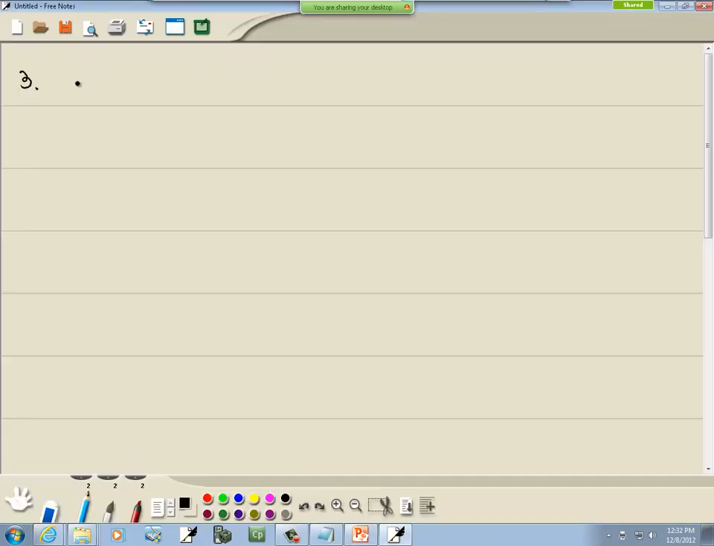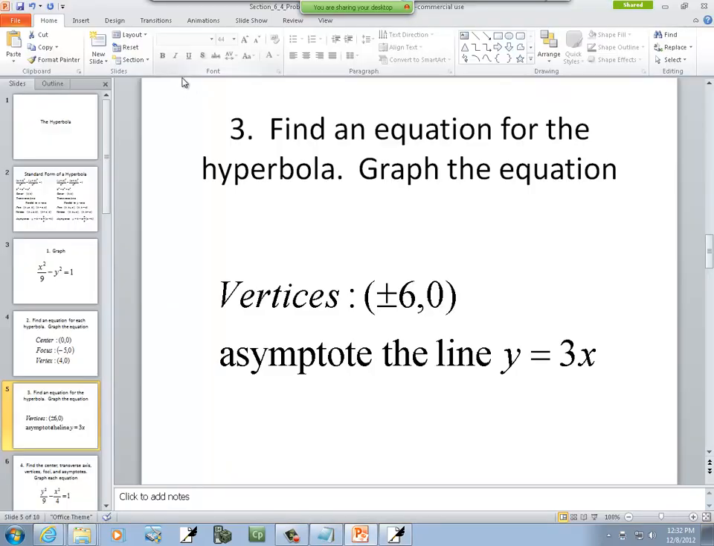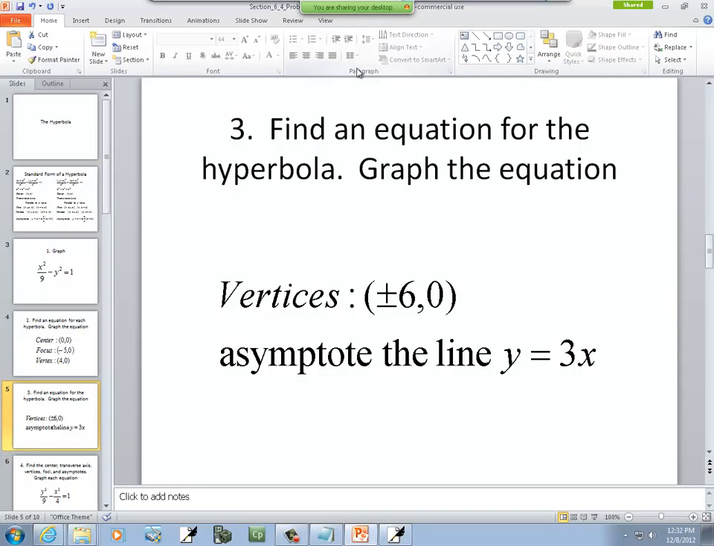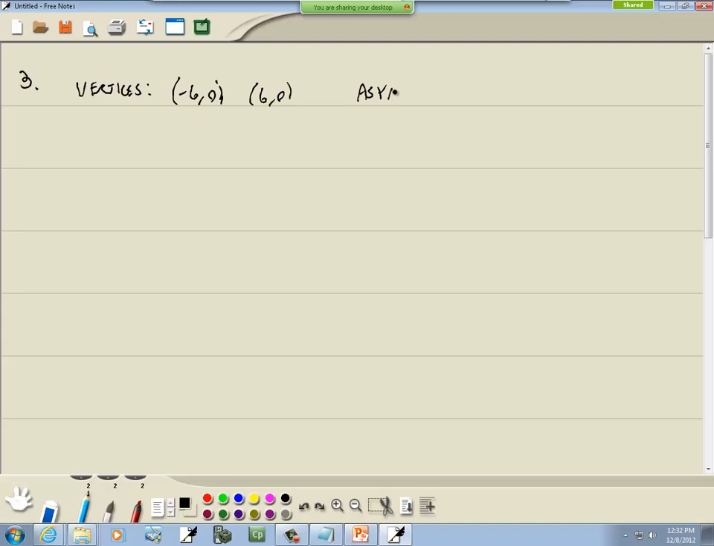Got vertices negative 6, 0 and 6, 0. And asymptote. I'm going to get my writing better if it kills me. It's just laziness. I know how to make letters so they look good. Asymptote y is equal to 3x.